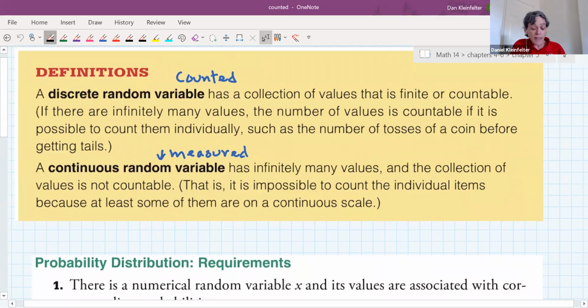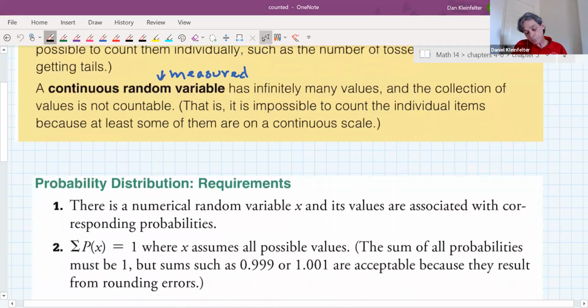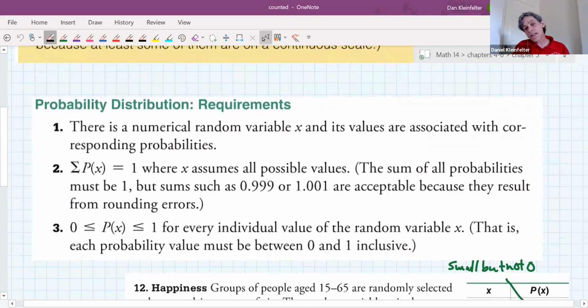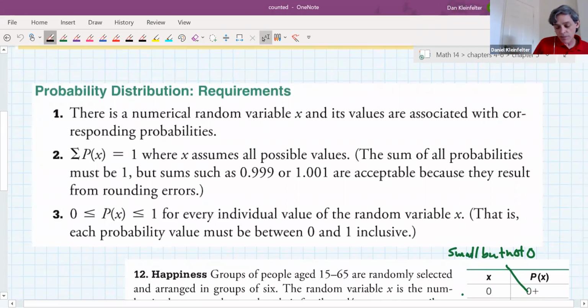So discrete variables, and that's what we're looking at in this chapter, chapter 5, are things that you can count. Continuous random variables, stuff that you can measure, are dealt with in chapter 6. Okay. Some requirements that a distribution has to have in order to be a probability distribution. So there are 3 different requirements. So let's look at each of these.